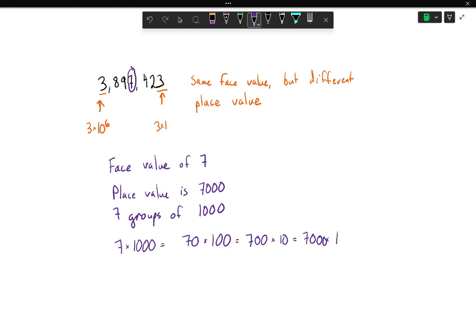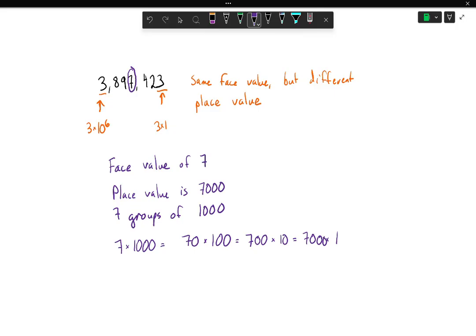You may wonder, why do we care that I can represent this in all these different ways? Well, you'll use that when you're regrouping in addition and subtraction. I need to know that 7 1,000s is the same as 70 100s if I want to regroup that or subtract a group of 100s from it.